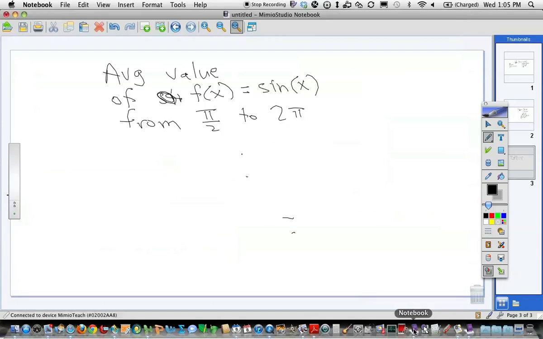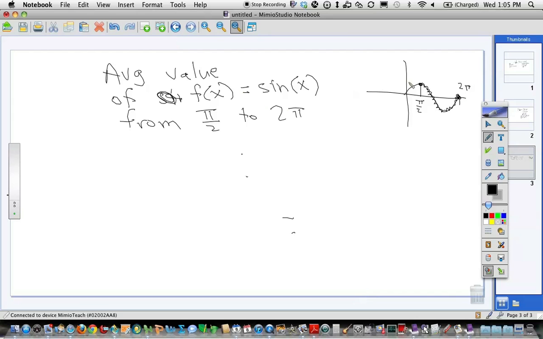Okay, so what we're talking about in this problem, not necessary to draw a picture of it, but it's kind of fun to see if we can estimate. Here's a sine graph. Here's pi halves right here. Here's 2 pi right here. So we'd be talking about these y values from there to there. Now, anybody have a guess, just a rough estimate, what the average value would be from there to there?